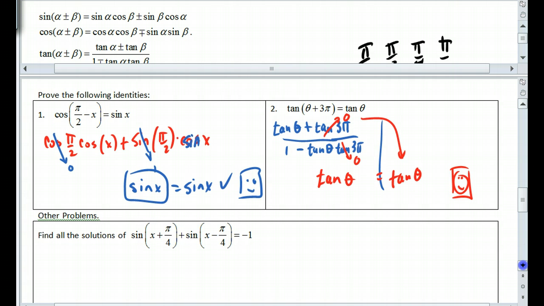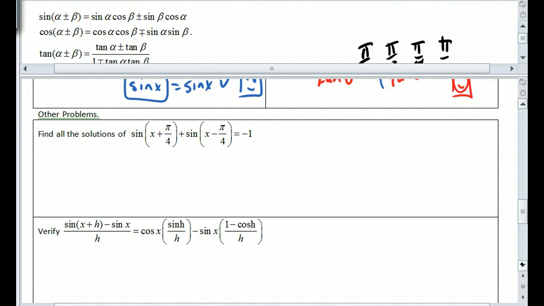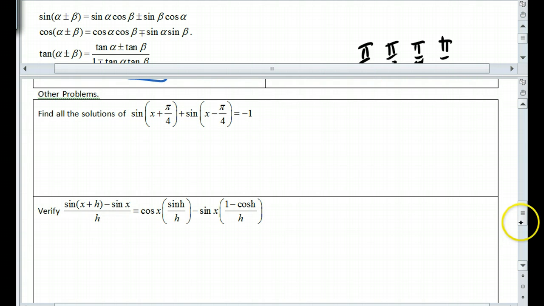Okay, so there I am. Other problems that we can deal with show that this identity holds true. I'm sorry, this says this is solving. So this is find all solutions of this formula right here. So what I want to do is probably apply this sine identity. So that's what I'm going to do.